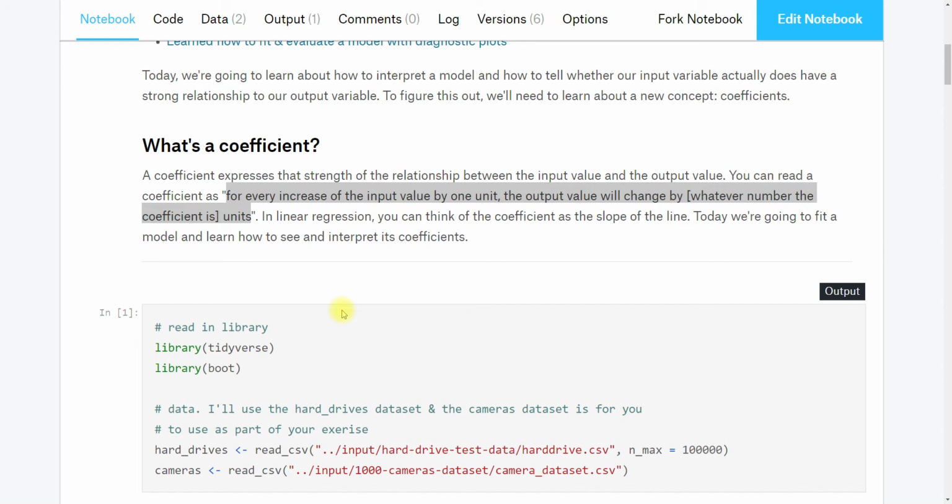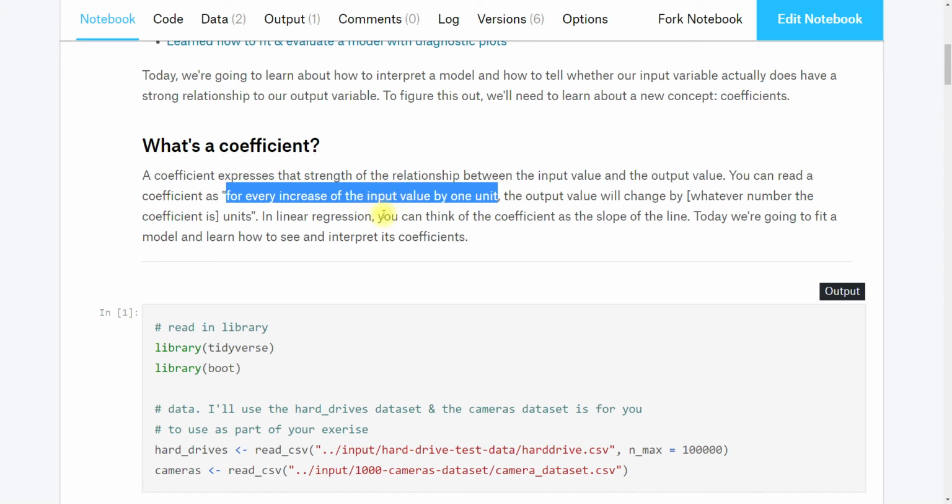So another way to think of it, because not all regression is linear, and for non-linear regression, the slope of the line is a much less meaningful thing. Like, what does the slope of the line in logistic regression mean? That's less apparent. So another way to think about it that's more general is that the coefficient value is for every increase of the input value by 1 unit.